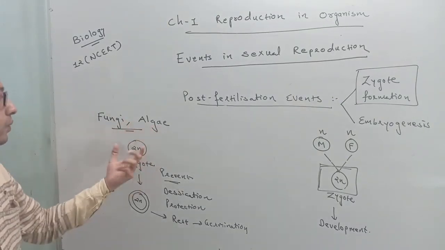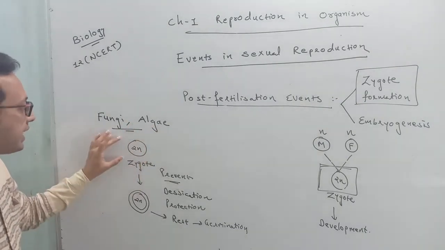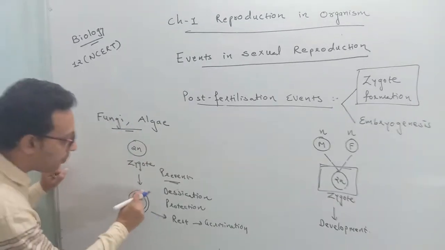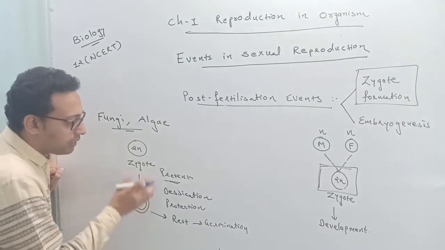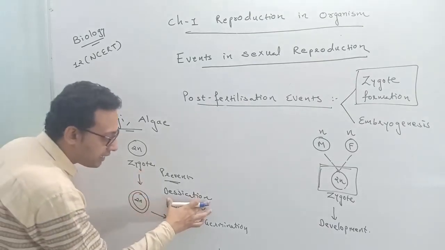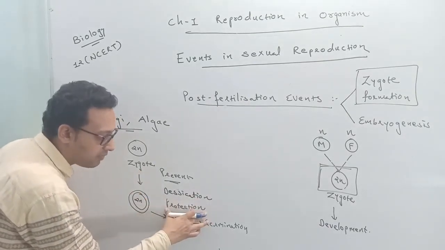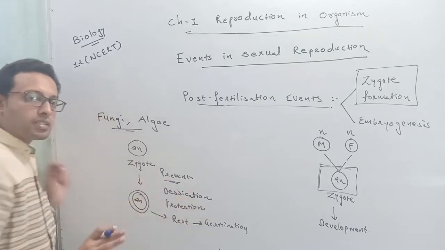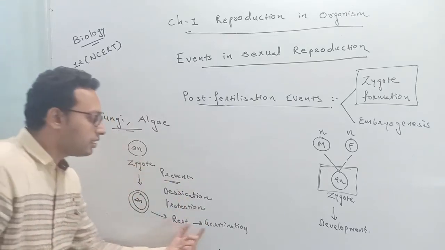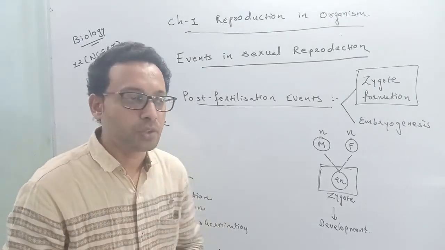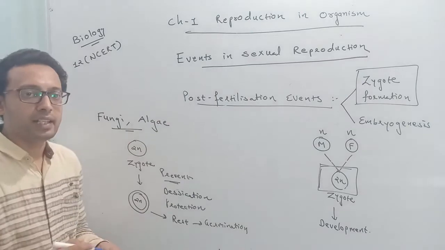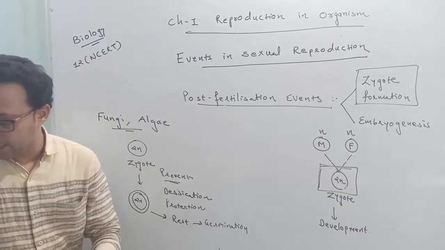Again, once the zygote is formed in algae and fungi, they develop a thick wall surrounding them. This thick wall protects the zygote against desiccation and against environmental factors. Now they undergo rest. After a rest, they germinate and the new offspring is produced. This is what happens in the case of fungi and algae. Clear?